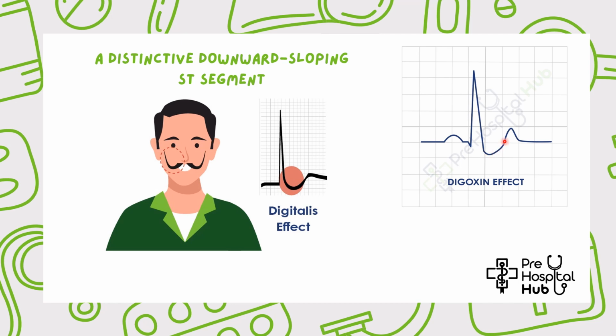Another helpful way to remember this ST segment appearance is to think about Salvador Dali's moustache. He was a famous Spanish painter, known for his striking and bizarre images, and in the case of ECGs, thanks to his moustache, the appearance of scooped ST depression is similar.